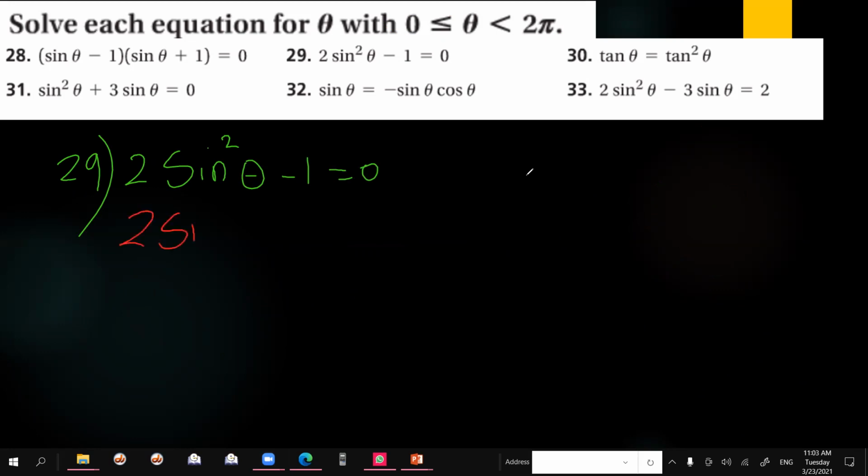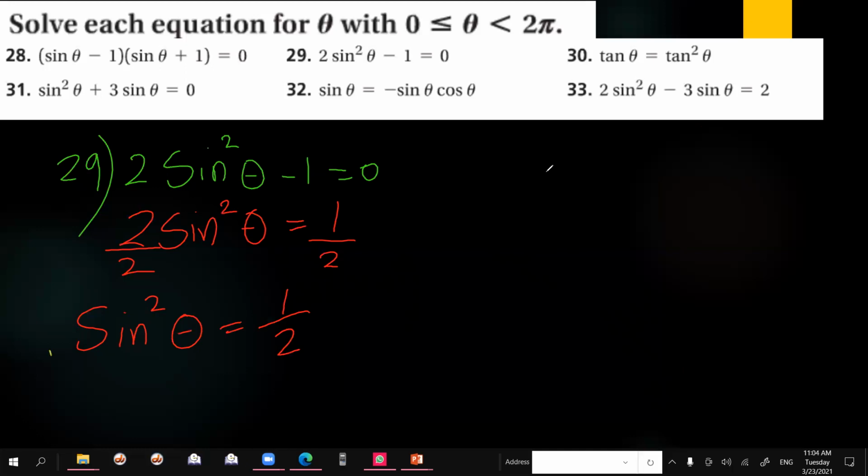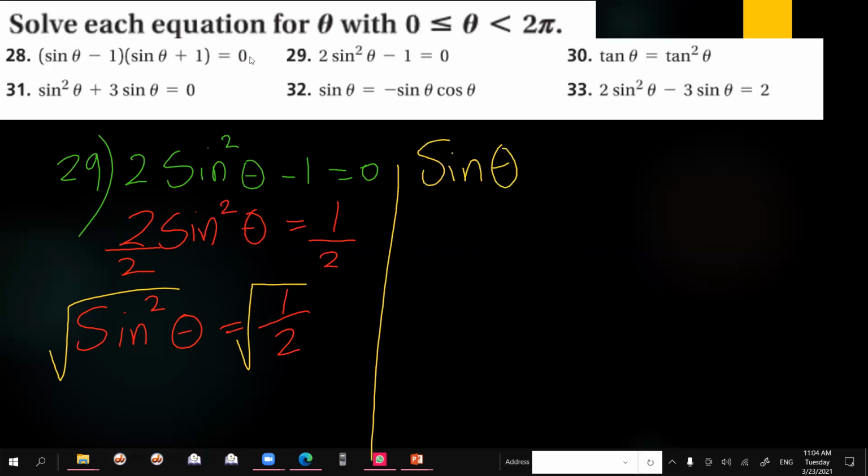So 2 sine squared of theta, put the 1 on the other side, divide by 2, divide by 2. So sine squared of theta is half. Under the square root, sine of theta. Now be careful. If you put it as square root of half only, you will take half of the mark. You solve half of the question. There's a negative half, or negative 1 over square root of 2. So sine of theta will be positive or negative.